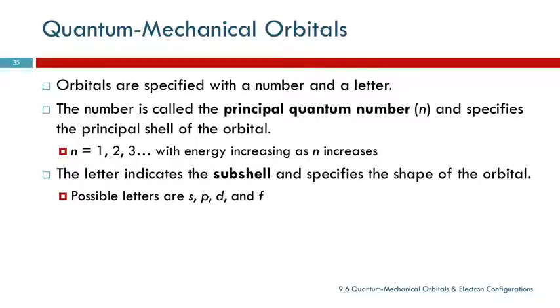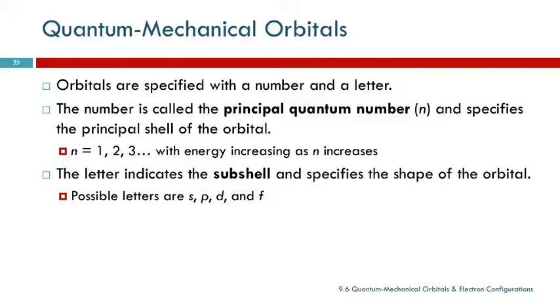So we identify the different orbitals with a number and a letter. The orbits were just labeled 1, 2, 3, 4, 5. Kind of boring. The orbitals are also given numbers, 1, 2, 3, 4, 5. That's called the principal quantum number. And that's the principal shell of the orbital.